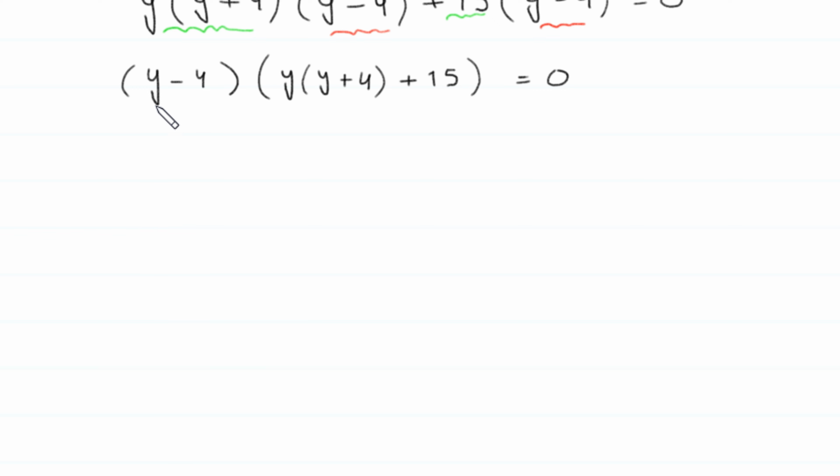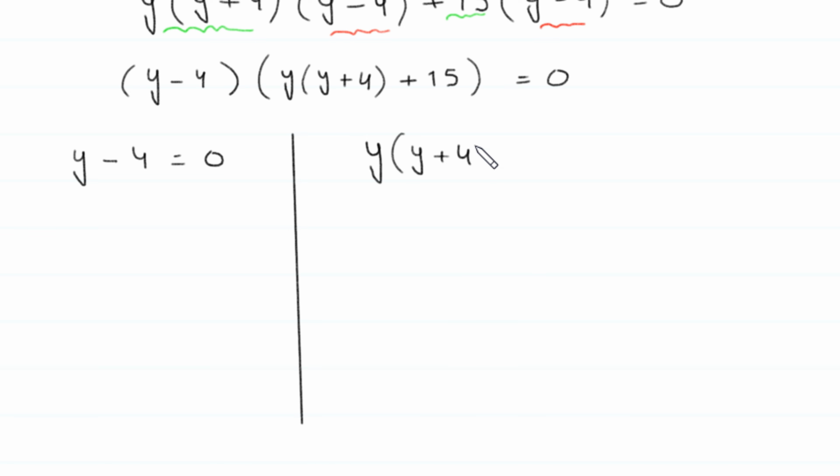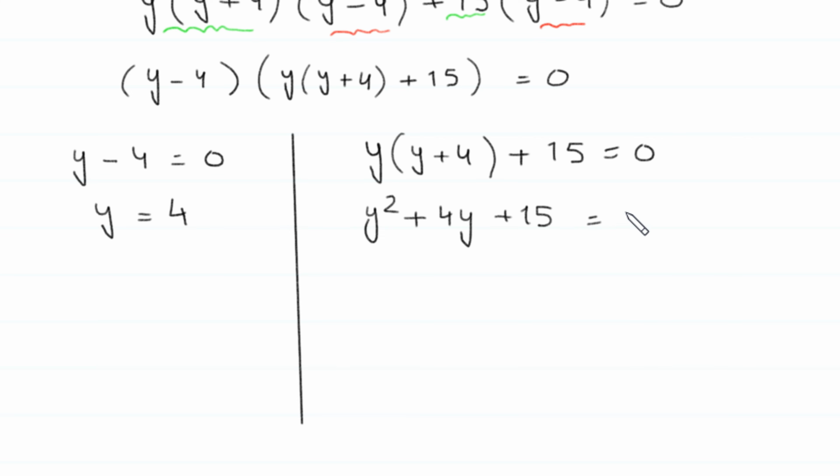Now from here either this expression y minus 4 is equal to 0, or this expression y times y plus 4 plus 15 is equal to 0. From here y is equal to 4, and if we solve this one, y square plus 4y plus 15 is equal to 0.